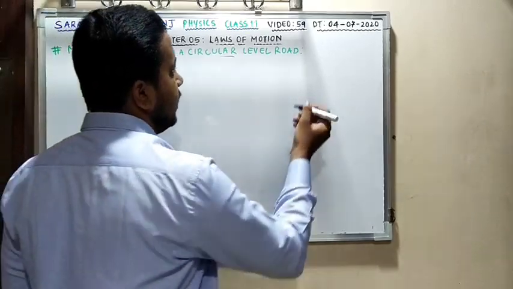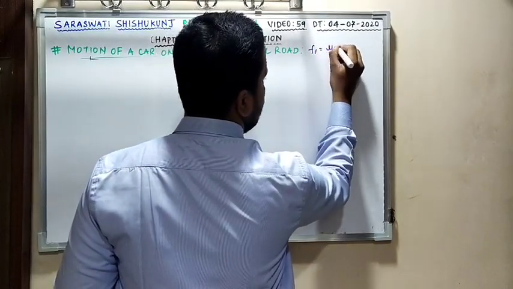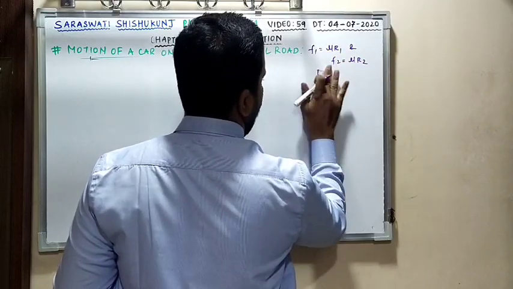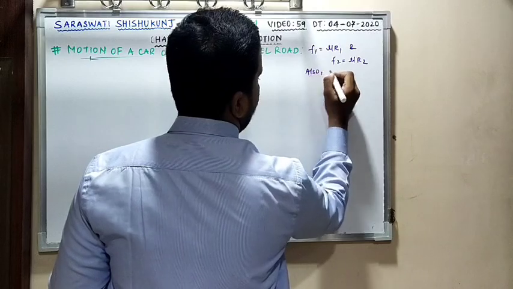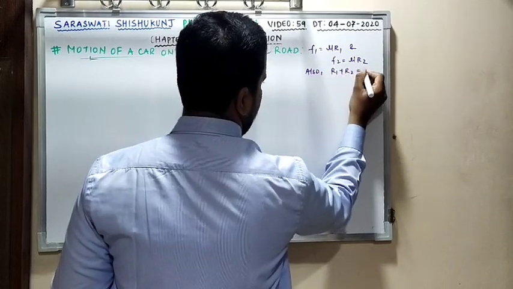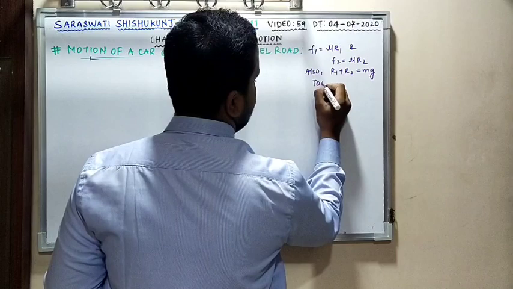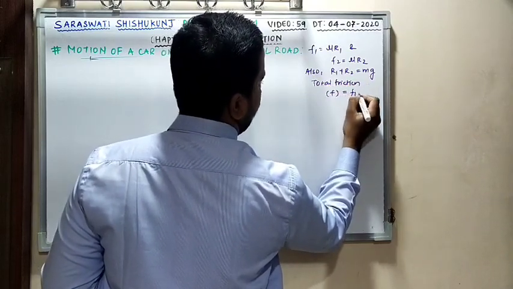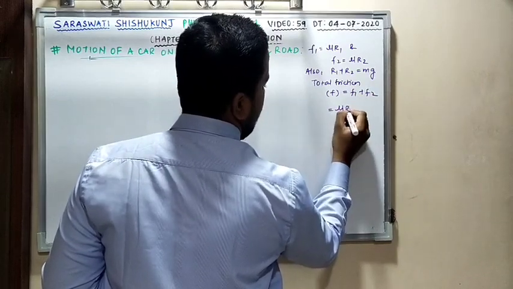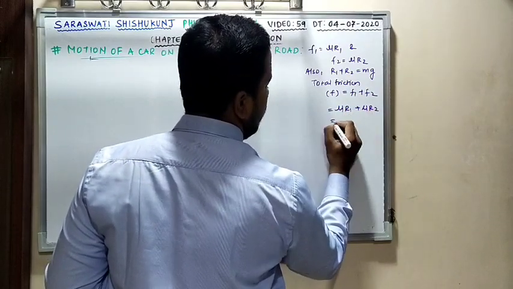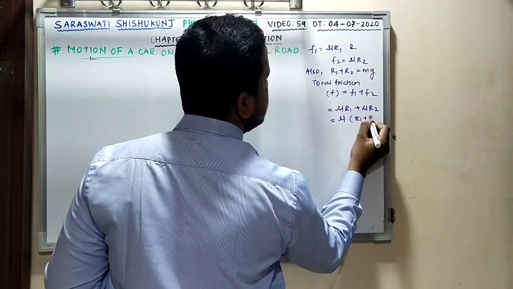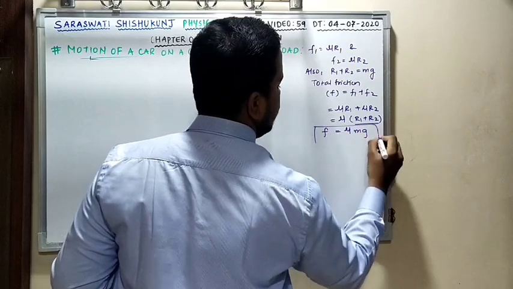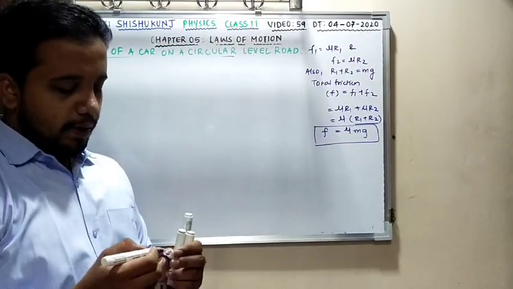So I have got the equations: F1 is equal to mu R1 and F2 is equal to mu R2. Also I have R1 plus R2 equal to mg. Very good. So the total friction I have calculated: F is equal to F1 plus F2, which is mu R1 plus mu R2. If I take mu out, that is R1 plus R2, and R1 plus R2 is nothing but mg. So I got my total frictional force F equal to mu mg.